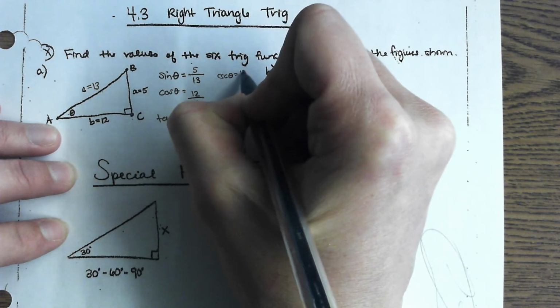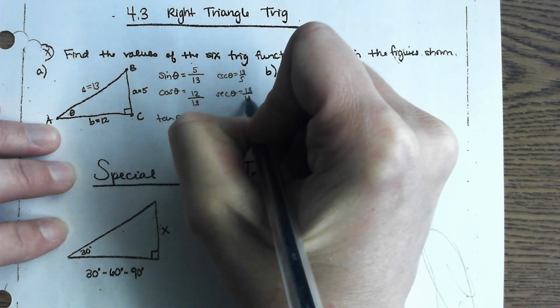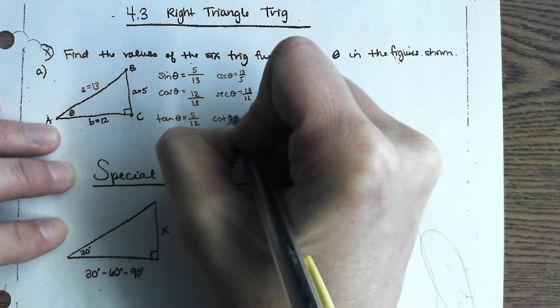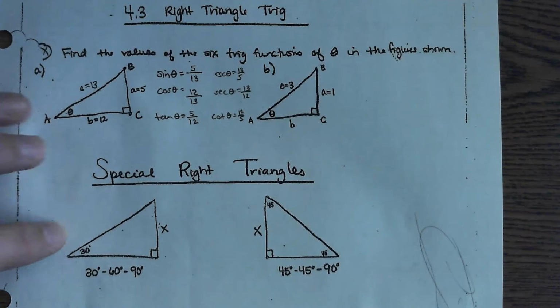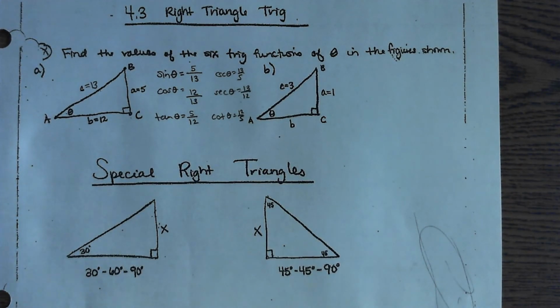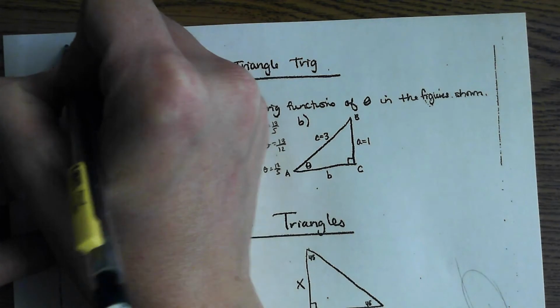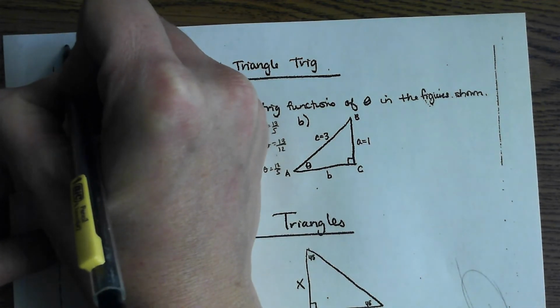Cosecant of theta is 13/5. Secant of theta equals 13/12. Cotangent of theta equals 12/5. This next one's going to be not a Pythagorean triple. Do you know your Pythagorean triples, by the way? Let me tell you what they are. There's an infinite number of them. I'm going to give you the most common.